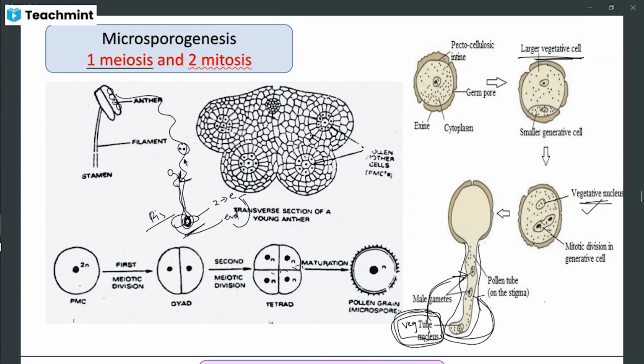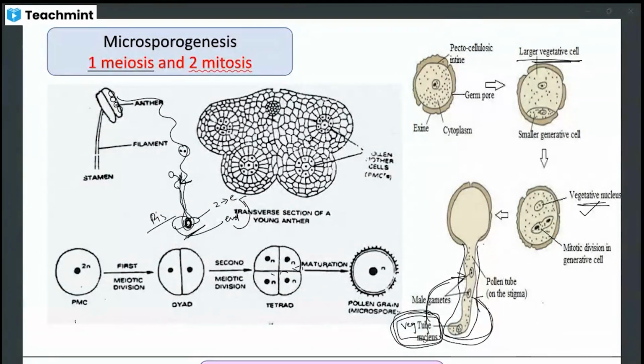Yes, sir. Okay, hope you are clear about microsporogenesis, everyone. So microsporogenesis is clear. You can just write in the chat box. Then I'll proceed to megasporogenesis. If anyone is not clear, they can raise their hand, and I'll explain it. Is it okay? We will move to megasporogenesis, right?